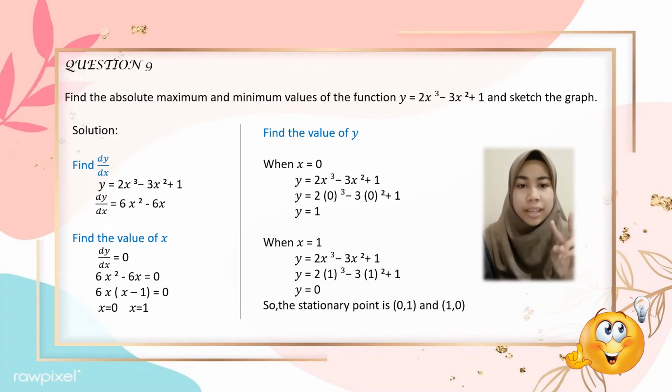The second is when x equals 1. When x equals 1, y equals 2x power of 3 minus 3x power of 2 plus 1, and we substitute x with 1. So y equals 2(1) power of 3 minus 3(1) power of 2 plus 1, and we get the answer y equals 0. So the stationary points are (0, 1) and (1, 0).